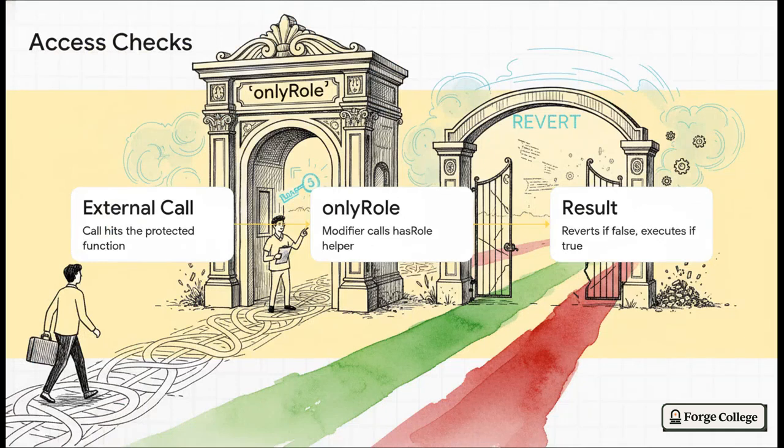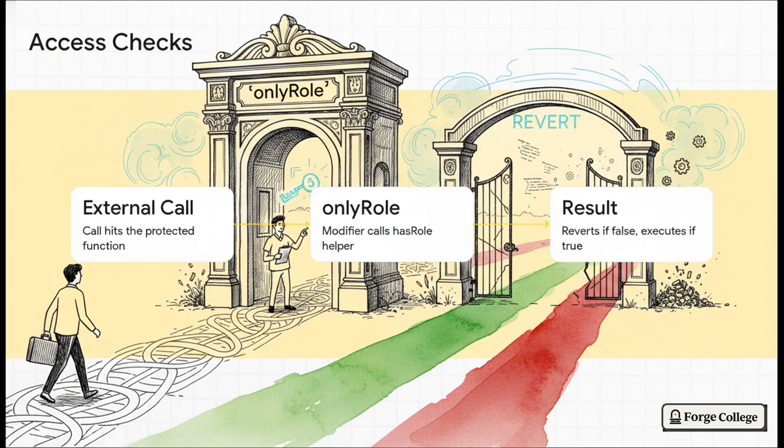This is where the magic really happens. We wrap our sensitive functions with a custom modifier called onlyRole. Picture this modifier as an automated toll booth or a really strict bouncer standing right in front of your protocol's machinery. When an external call tries to trigger a protected function, step 1, boom, they hit the toll booth. Step 2, the onlyRole modifier intercepts that call and interrogates the user by triggering a helper function called hasRole.